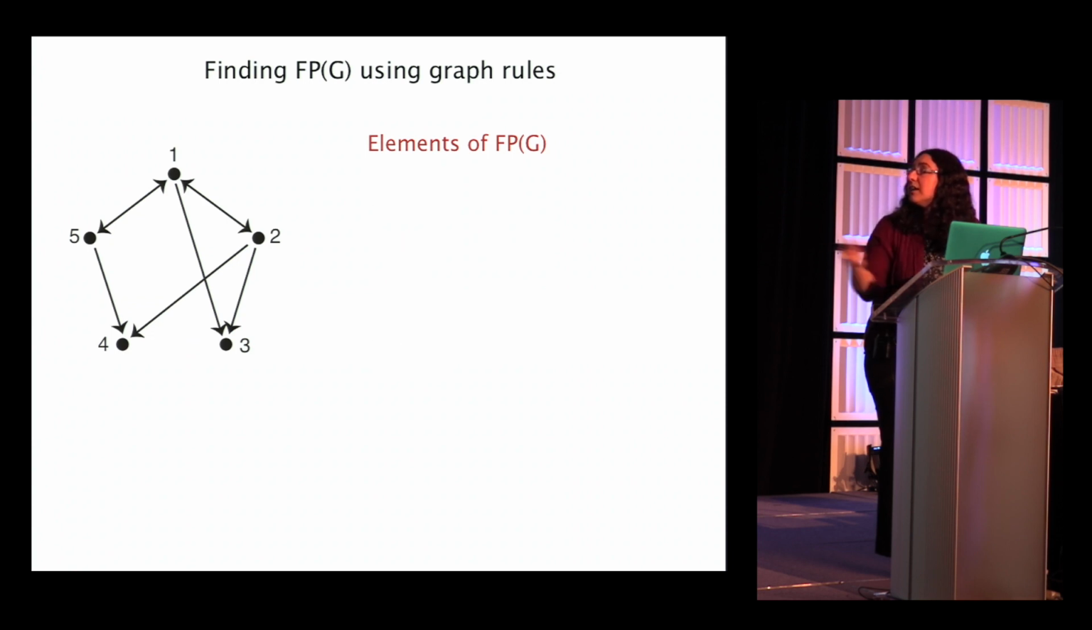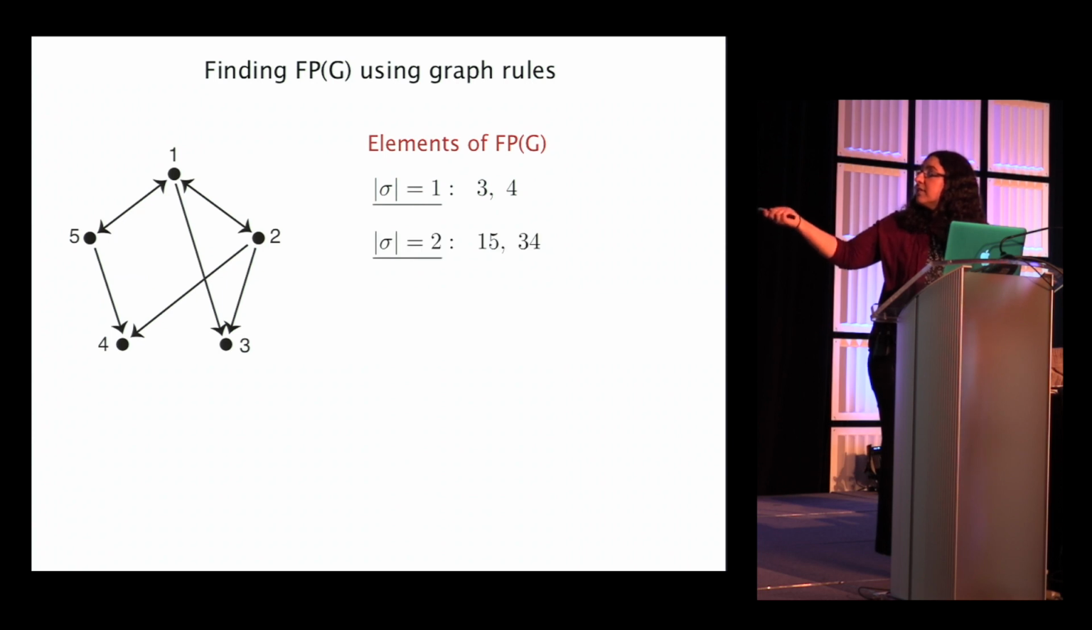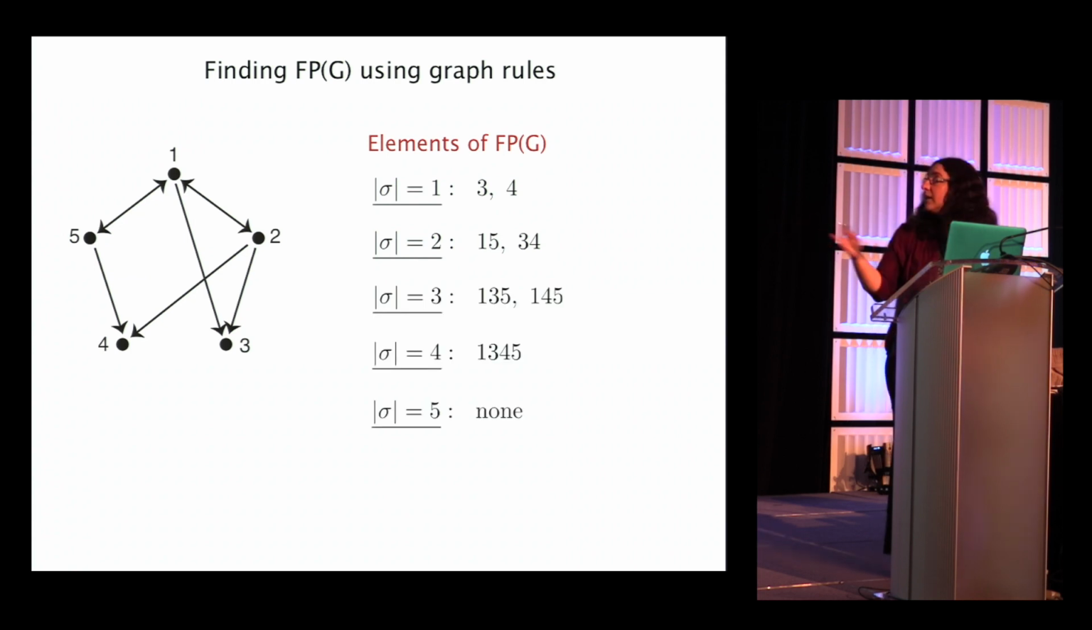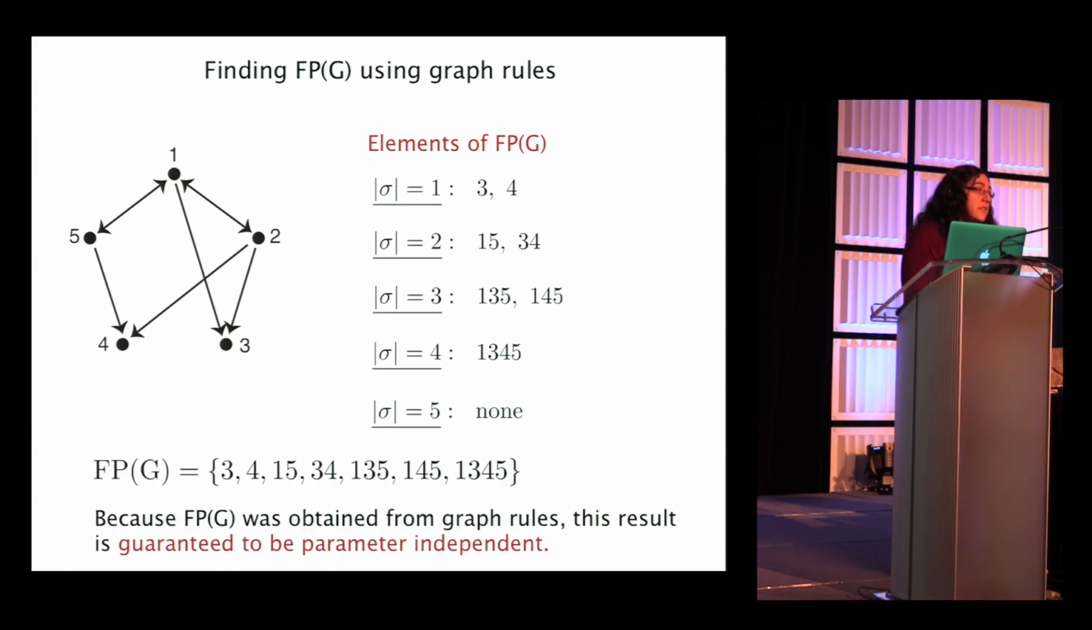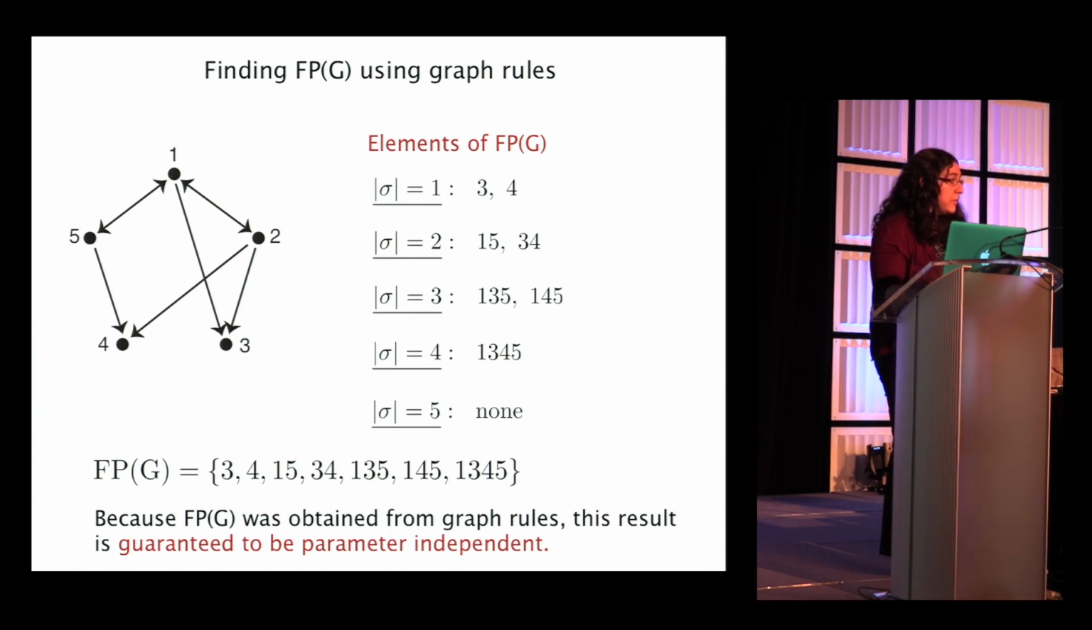Using the graph rules, I can actually go through supports of size 1, of size 2, 3, 4, and 5. And I can tell you this is just coming from graph rules. I can work out completely who the unstable fixed points are of this network. And because it was obtained from graph rules, this result is guaranteed to be independent of parameters, right? So I don't have to check. I don't have to run through different epsilons and deltas and convince myself that the parameters don't matter. I know because I'm using tools that are parameter independent.